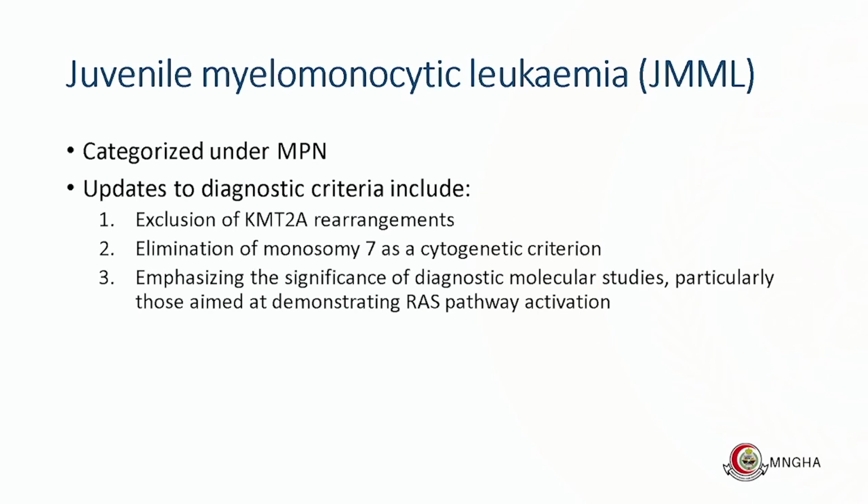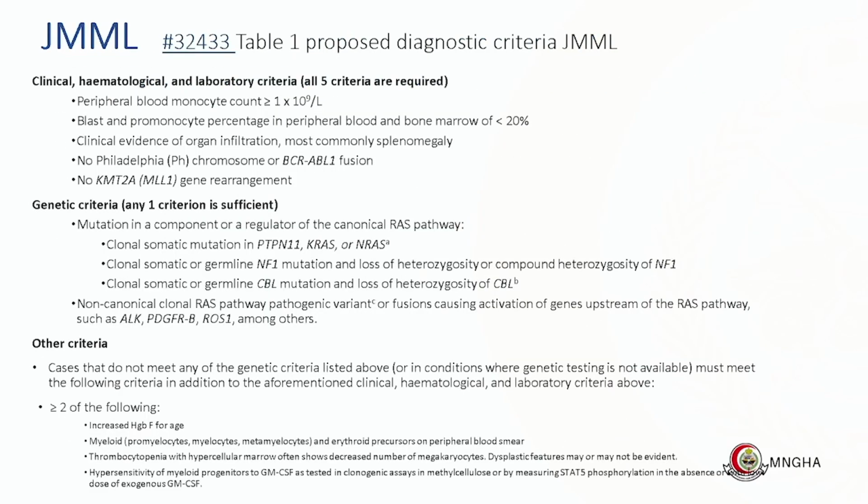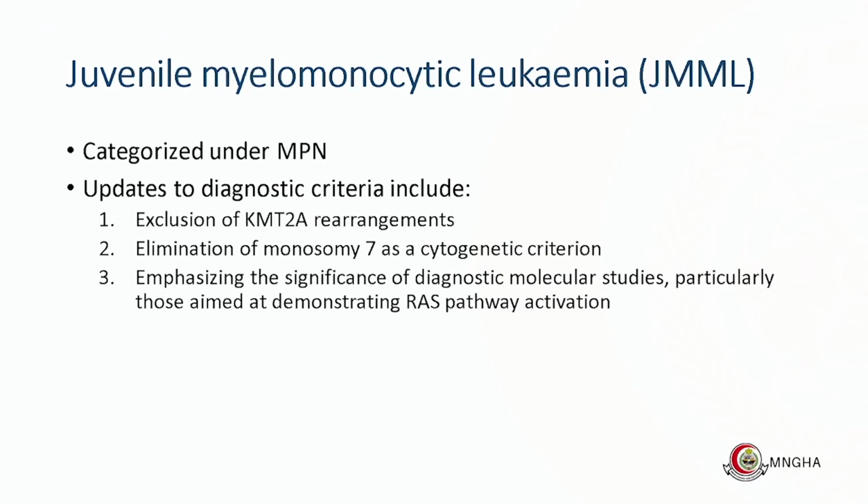JMML, as we said, now they include it under the MPN, and it's considered a childhood MPN. We have updated criteria as mandatory. We need to rule out the presence of KMT2A rearrangement. They removed monosomy 7 from the cytogenetic criteria and emphasize more the significance of diagnostic molecular study for the RAS pathways.